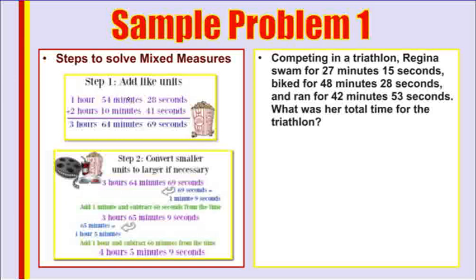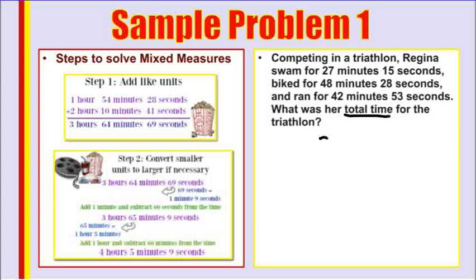So today, let's look at our first problem. It says, competing in a triathlon, Regina swam for 27 minutes, 15 seconds, biked for 48 minutes, 28 seconds, and ran for 42 minutes, 53 seconds. What was her total time for the triathlon? Keyword total time just means we're going to add them all up.